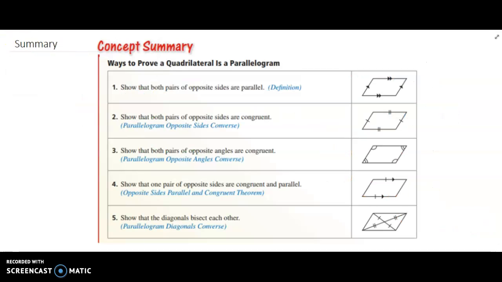Guys, this is in your notes, and it's just a visual along with words and theorems that sum up this entire section on how to prove quadrilaterals are parallelograms. One thing we didn't talk about a lot is that one way to prove it is by definition, simply by showing that opposite sides are parallel. And then we had the 4 theorems that we learned along with that.